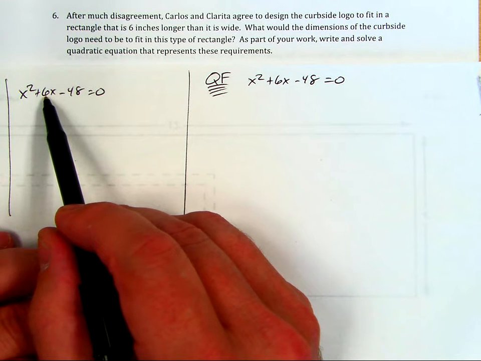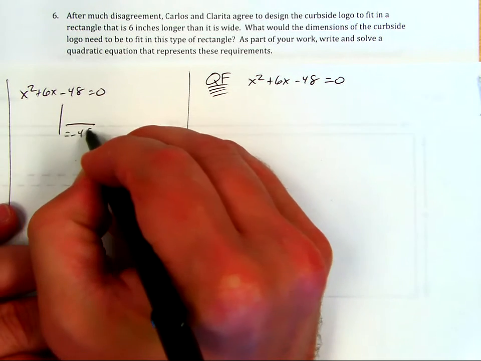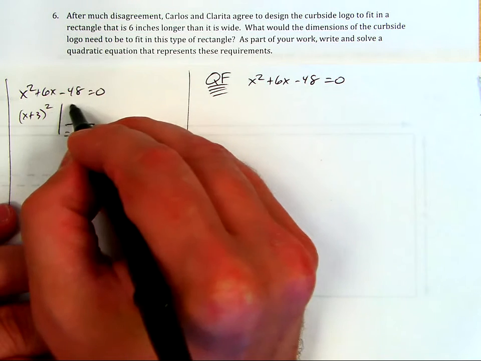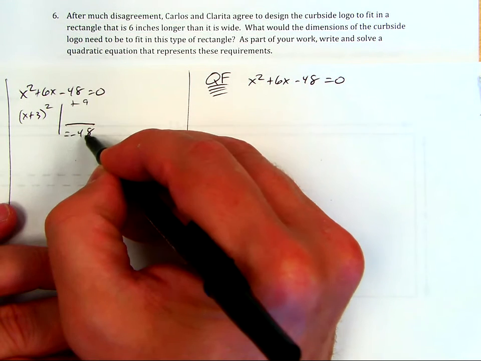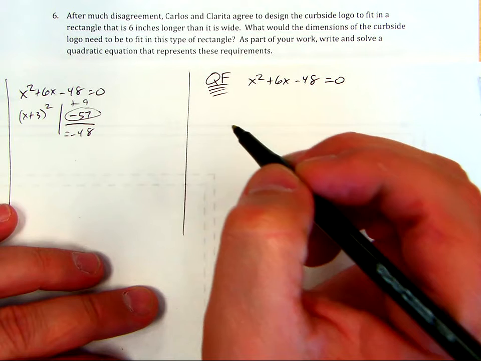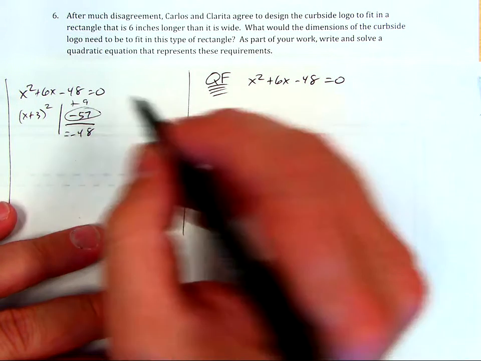So I go to my next easiest method, which is completing the square. So let's do that real quick. Let's see, it's x plus 3, quantity squared, so I'm adding 9. What do I do to 9 to get down to negative 48? I subtract 57. Ugh. That's not a very nice number or radical.